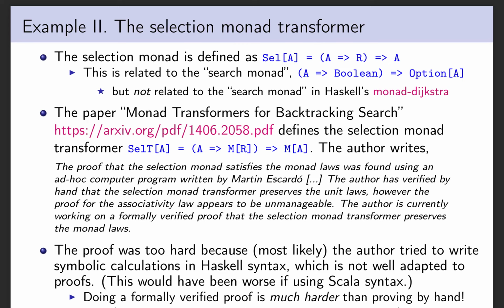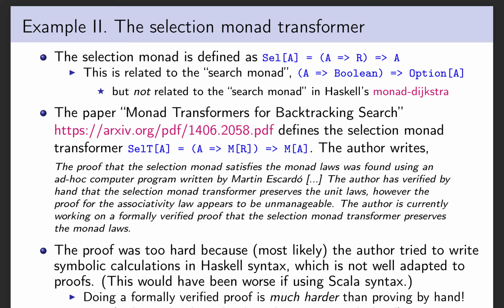So, the point of this example is that reasoning about this monad is hard. Okay? Here's a paper, which I'm linking in here. And this paper talks about the transformer of this monad, selection monad transformer. So how do you find a transformer? So they say, well, this is a transformer. But it's not enough to say, you have to prove. And they can't prove. So here's the quotation from the paper.